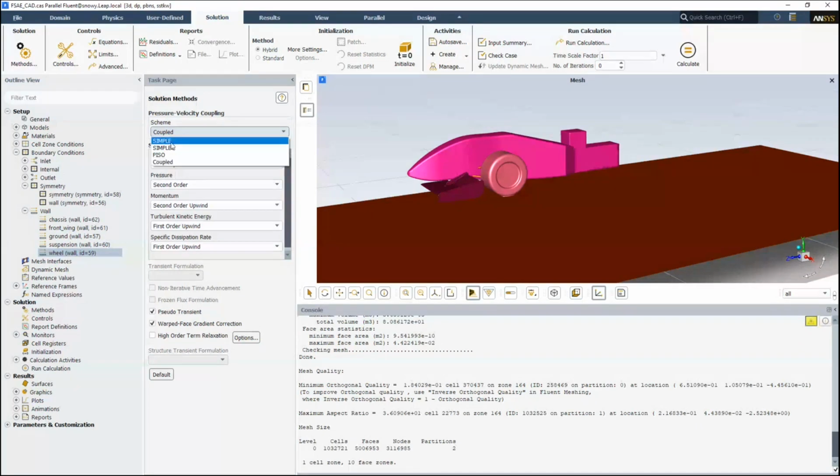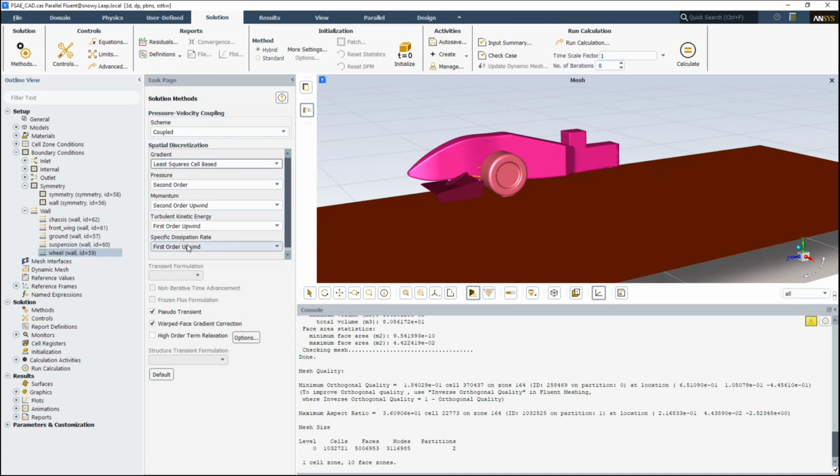In other cases, they're called segregated solvers. So SIMPLE, SIMPLEC, PISO, all segregated solvers. So we're solving X, Y, Z separately. Coupled means it's going to take a little bit longer. It's going to use a bit more RAM because it's doing them all at once. But it means we get a much more stable solution generally. Generally speaking, it's a more advisable pressure velocity coupling method.